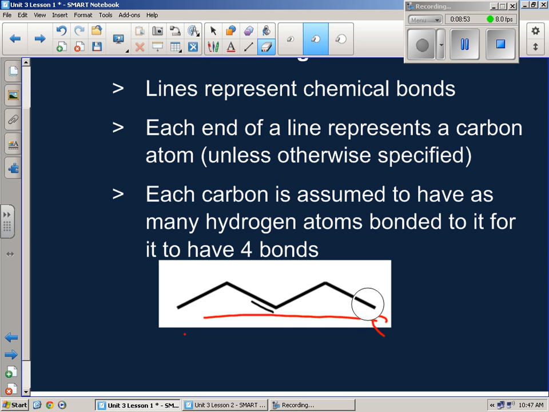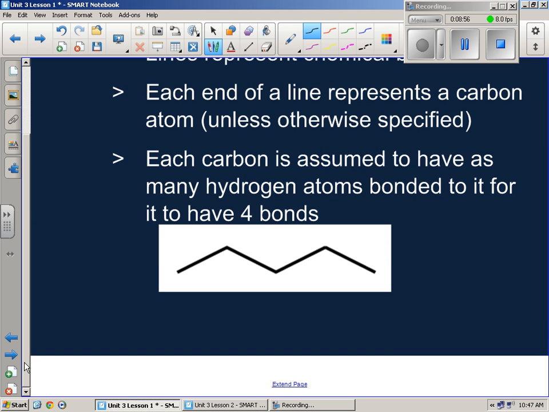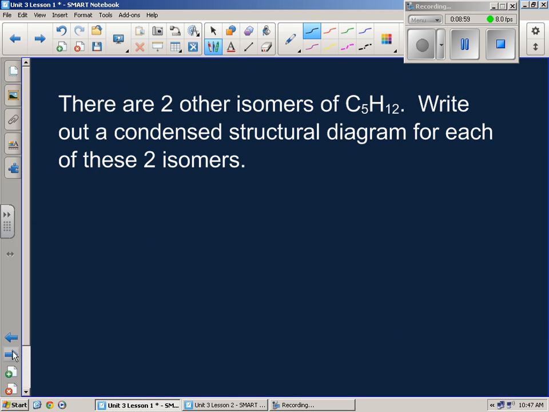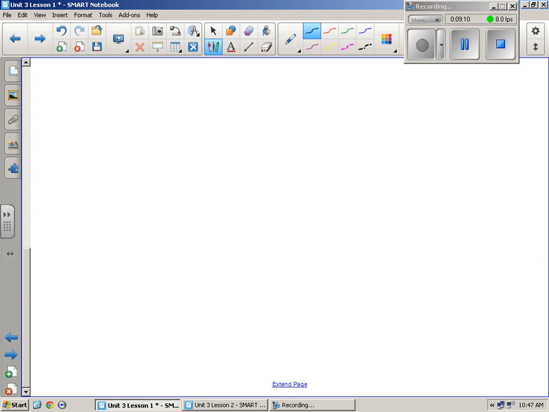Alrighty? Good? All right, so there's 2 other isomers of C5H12. Write out condensed structural diagram for these 2 isomers, so let's do that now. All right. Well, I'm going to start with the most common one, and they're saying there's 2 other isomers besides the one that they gave us, C5H12, the example. So they're saying, hey, here's C5H12. This is the one we did all the examples with, C5H12, and that's called pentane. Okay, and we're going to talk about how you name that today.